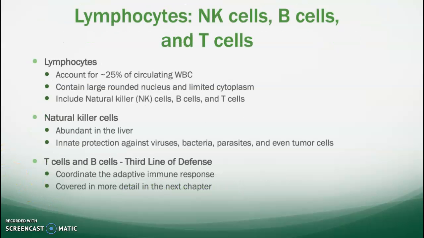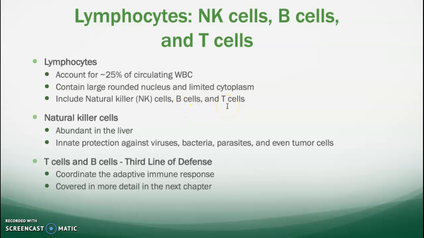So the last part of this I want to talk about is really cells that we'll get into in chapter 12, but at least do an introduction of them, and that's the lymphocytes. These are our natural killer cells, our B cells, and our T cells. So when we look at the white blood cells that are circulating, about 25% of them are actually these lymphocytes. They contain large nuclei and very limited cytoplasm. There are 3 different kinds. We have our natural killer cells, our B cells, and our T cells.